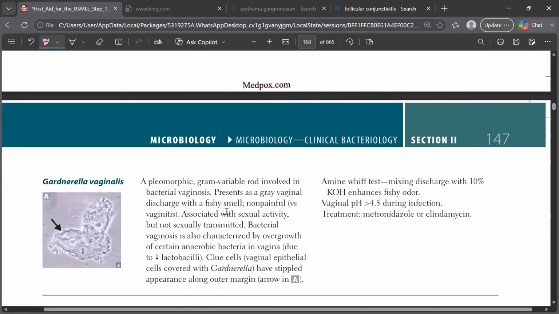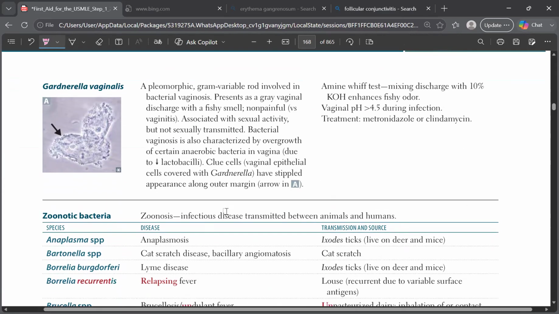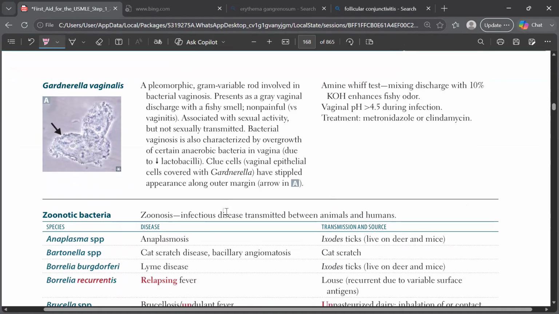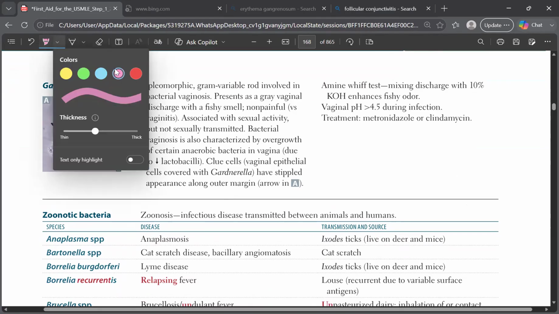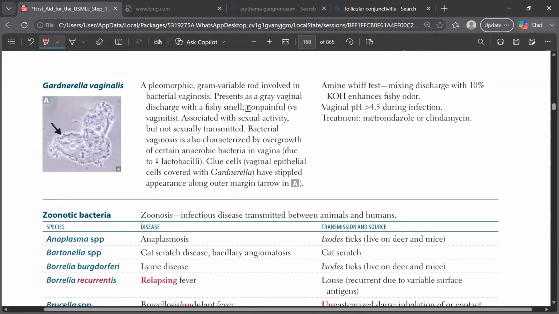Next, we have Gardnerella vaginalis, which is a pleomorphic gram-variable rod involved in bacterial vaginosis. It presents as a gray vaginal discharge with a fishy smell. It is non-painful versus vaginitis, which is painful. This is a very important feature of it. Vaginitis is going to be painful, but this is not painful. It is associated with sexual activity, but not sexually transmitted.